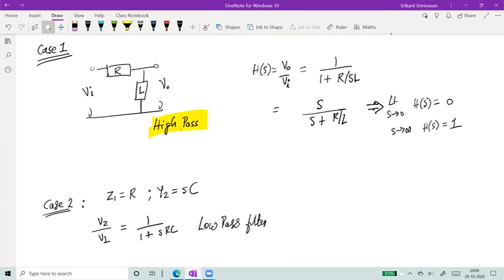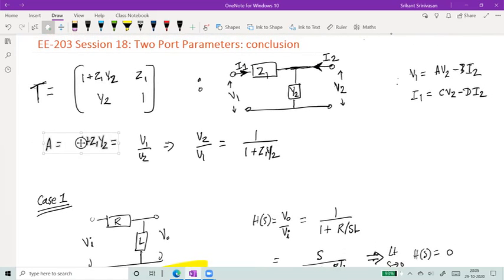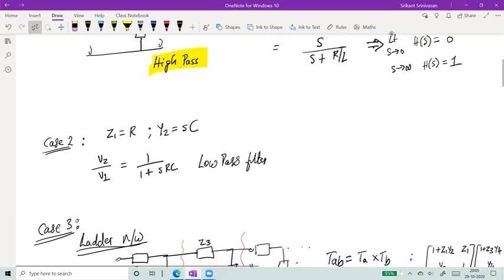Instead, we took a different case. We kept the R where it was and we replaced the L with a capacitance. Due to that, we were able to show that the admittance of the capacitance is given by SC and the impedance is R as before. Therefore, the ratio of V2 by V1 is equal to 1 by 1 plus S times RC. I'm using the same formula over here. This is the A term and I'm just plugging in Z1 equal to R and Y2 equal to SC, or 1 over SL as the case may be.